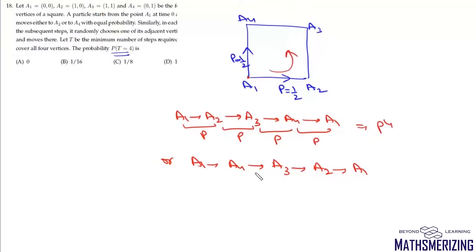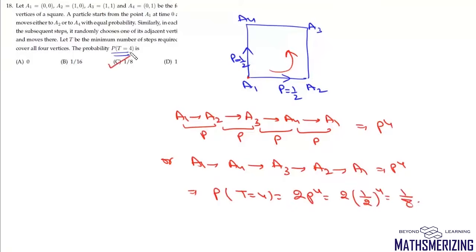In the same way, the probability of the particle moving from A1 to A1 will again be P to the power 4. So the probability that this Pt equals 4 will be 2 times P to the power 4, where the value of P is 1 by 2. So it will be simply 1 by 8, and that's your option number C.